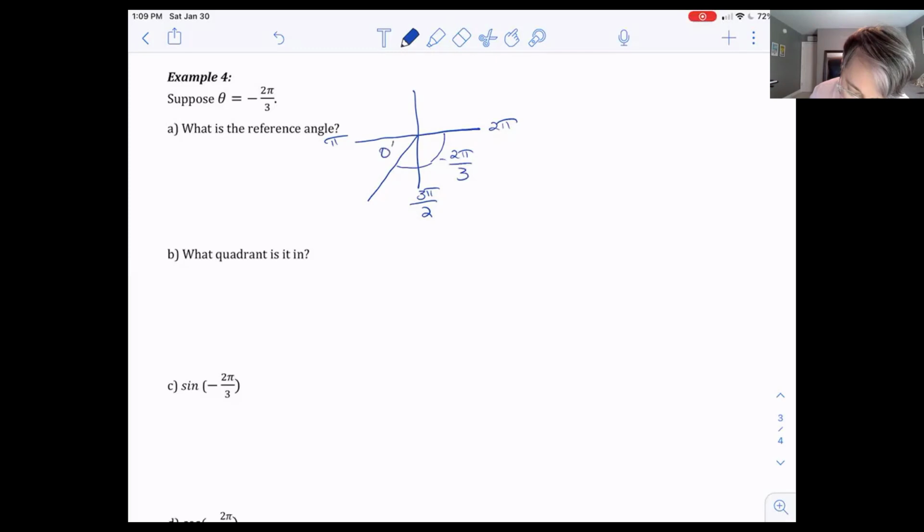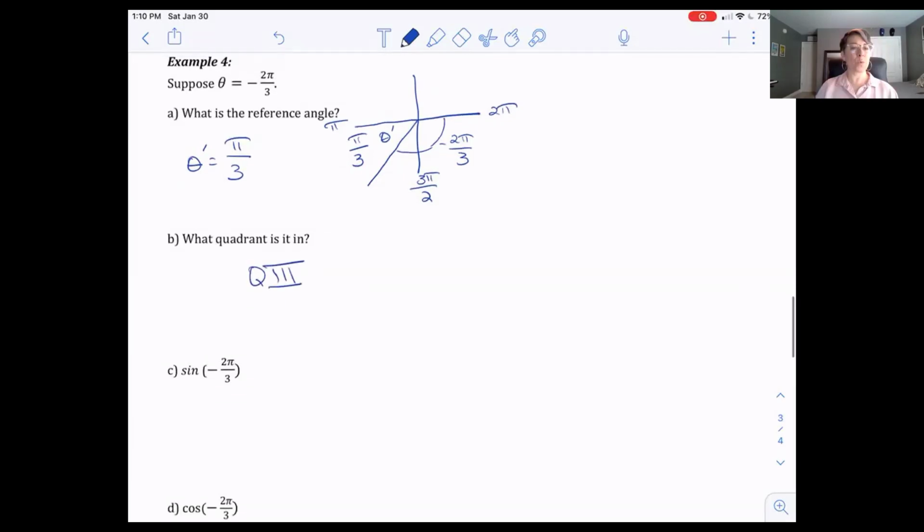We're wanting to find this angle here. So if you've got 1 pi over 3, 2 pi over 3, in order to get 2 pi, we need one more pi over 3. So we have a reference angle of pi over 3. Now, what quadrant is that in? That's in quadrant 3. And we're wanting to determine the sine of a negative 2 pi over 3.